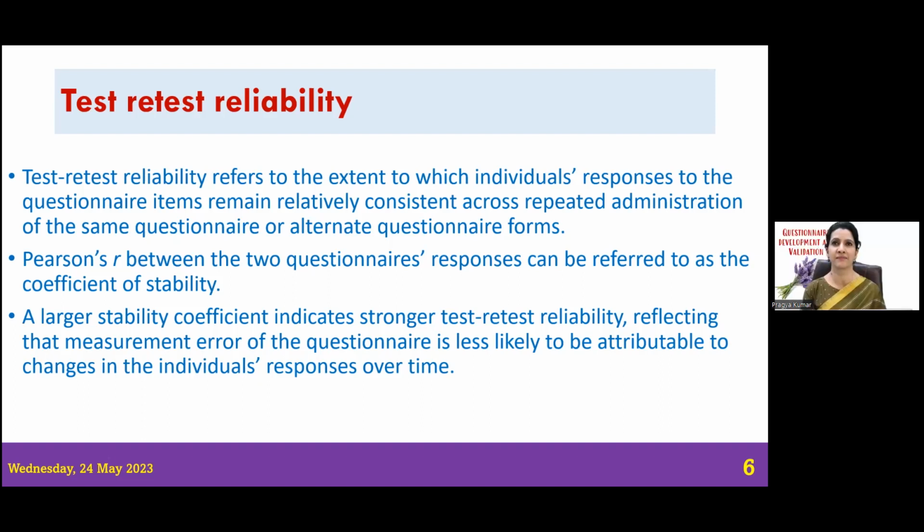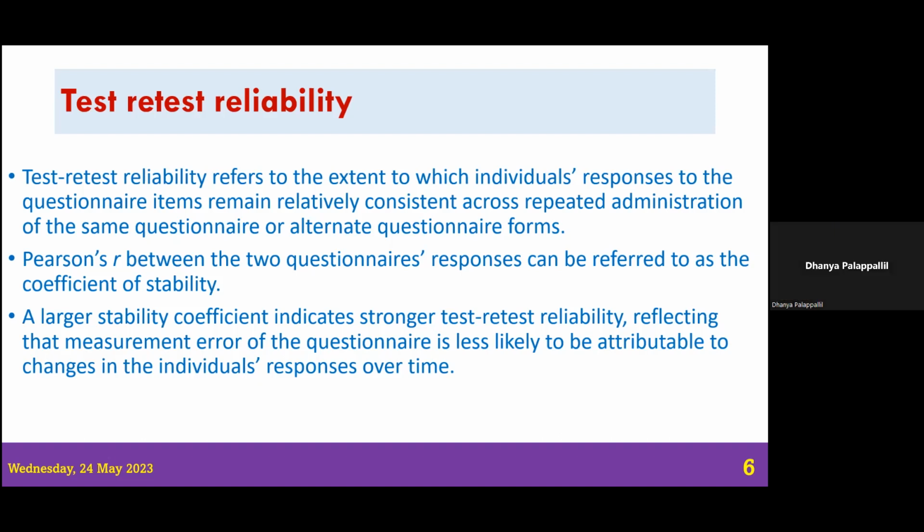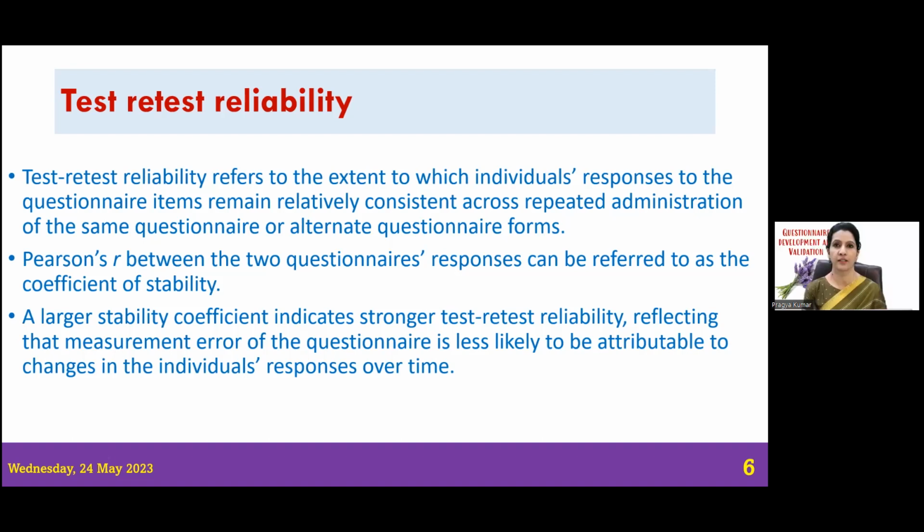Test retest reliability refers to the extent to which individuals' responses to the questionnaire items remain relatively consistent across repeated administration of the same questionnaire or alternate questionnaire forms. Pearson's r between the 2 questionnaire responses can be referred to as the coefficient of stability. A larger stability coefficient indicates stronger test retest reliability, reflecting that measurement error of the questionnaire is less likely to be attributable to changes in the individual's response over time. Okay, thank you, Dr. Dhanya.